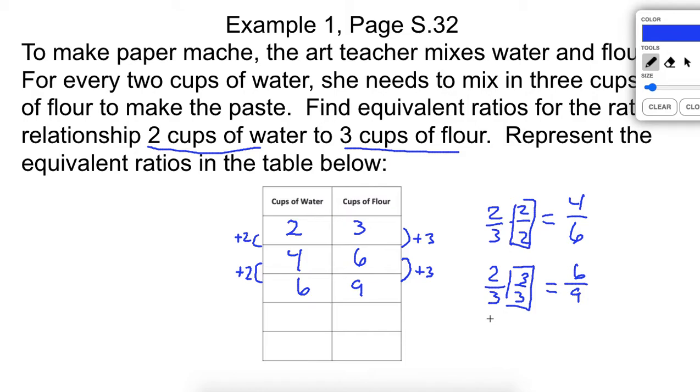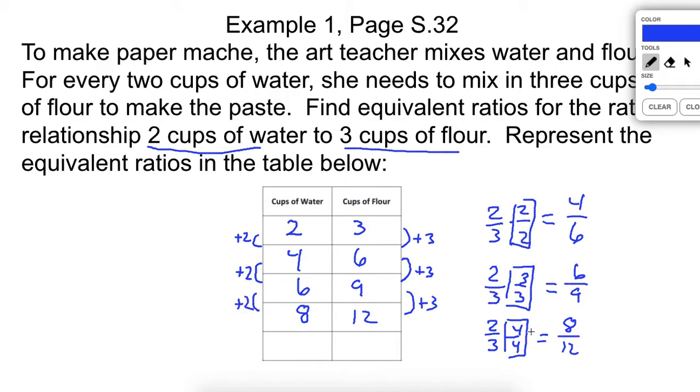Let's go ahead and do our next one here. So we have 2 times 3. Let's go ahead and just do 4/4, and that would give us 8/12, which would be here. And again, that's just adding 3 and adding 2.